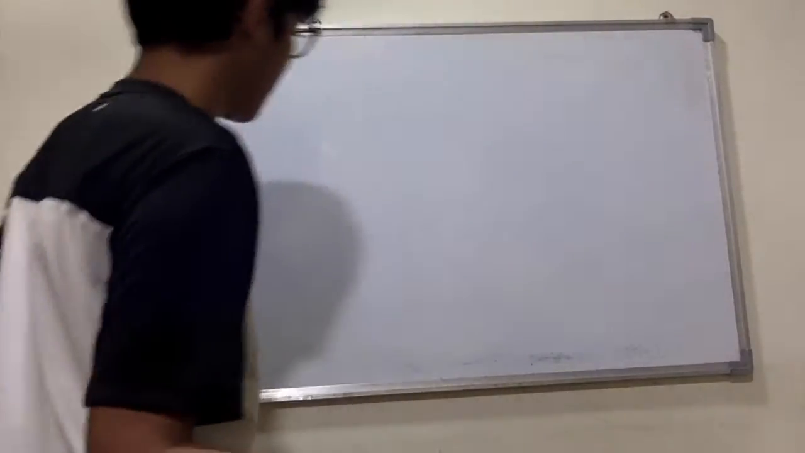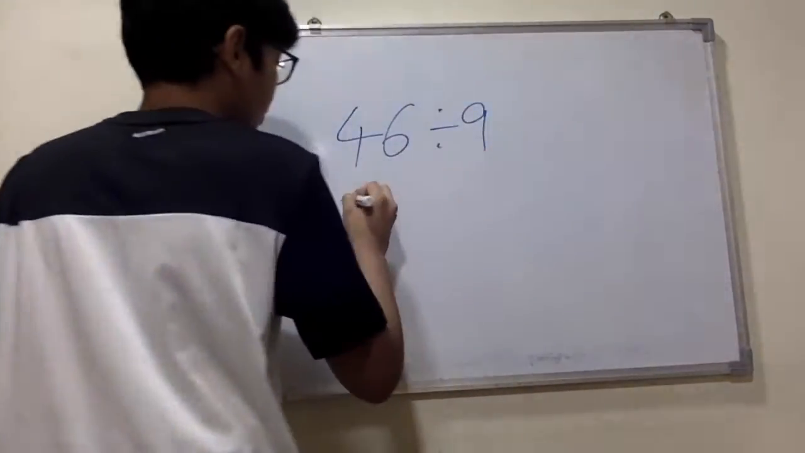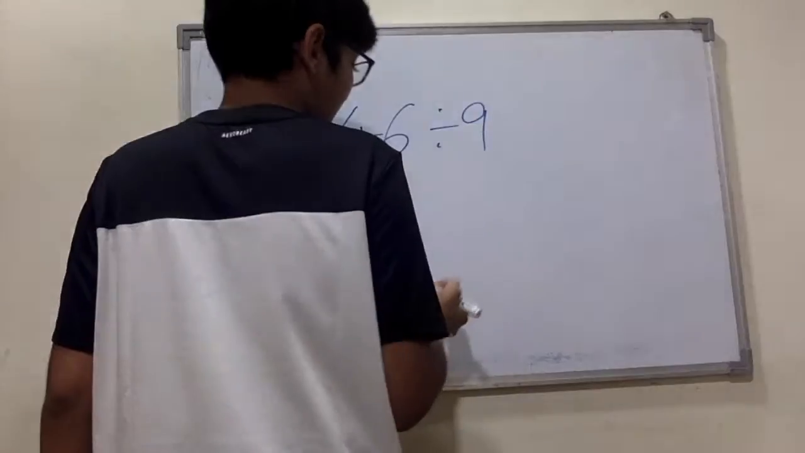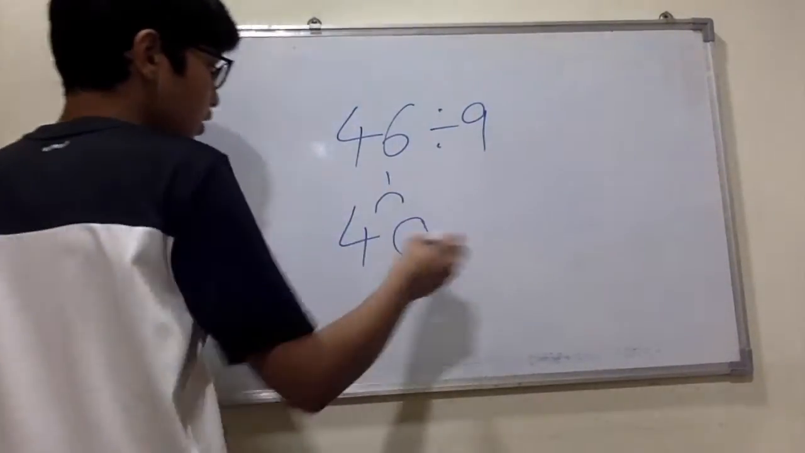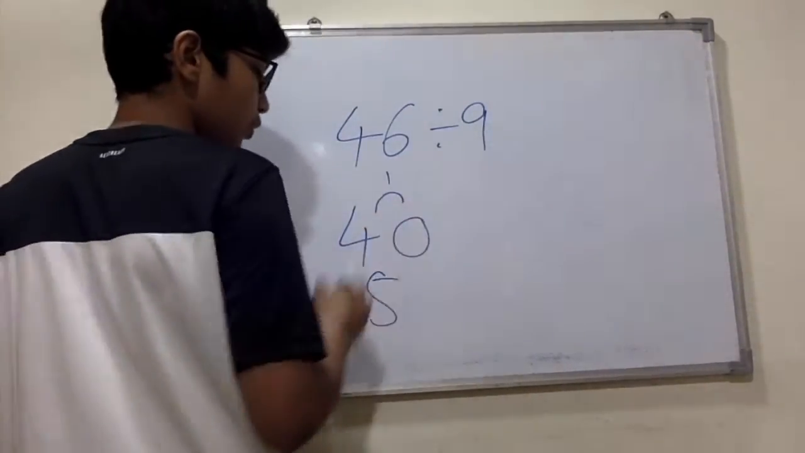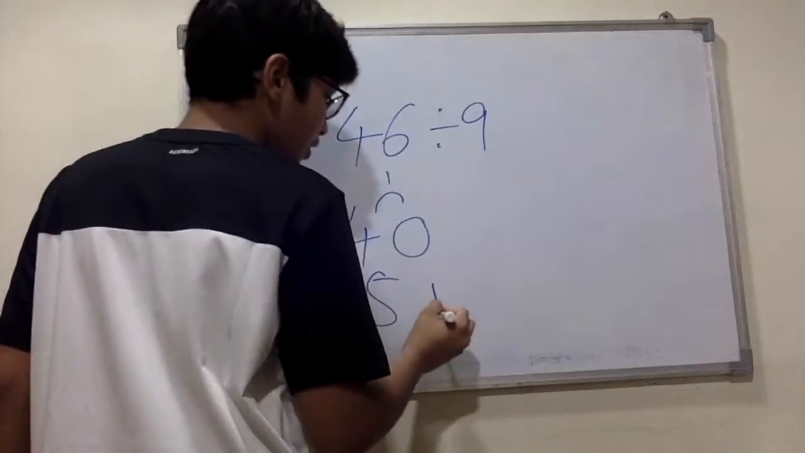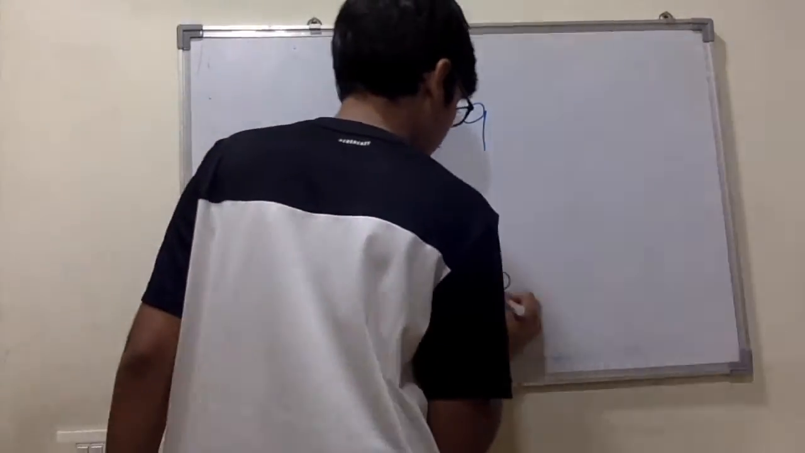Okay, now let me take one more example. 46 divided by 9. I'll bring 4 down. 4 plus 6, that's 10, but I can't write 10 over here. So I'll write 0 and 1 will be carried over. I'll correct this. 4 plus 1, that's 5. Then I'll also add 1 to the number in the units digit. That'll give me 1. And so the quotient will be 5 and the remainder will be 1.